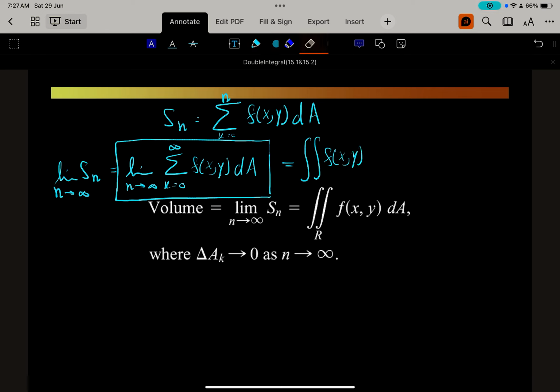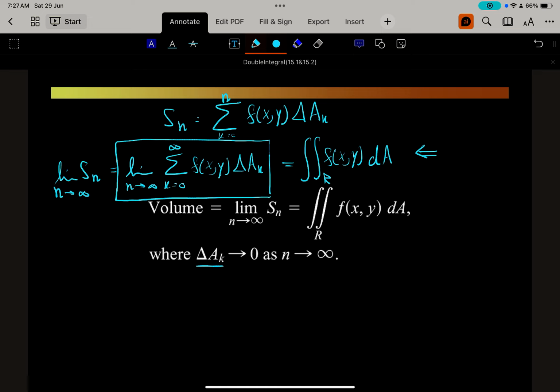Now, of course, it's not dA, this is delta A k. Okay, so we did not reach the dA. dA is used for integrals only. So it's delta A k now. And then it becomes dA over the region R. And that's exactly the definition of a double integral. And of course we take delta A k as it approaches 0.